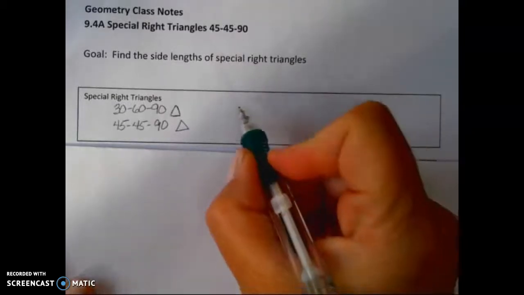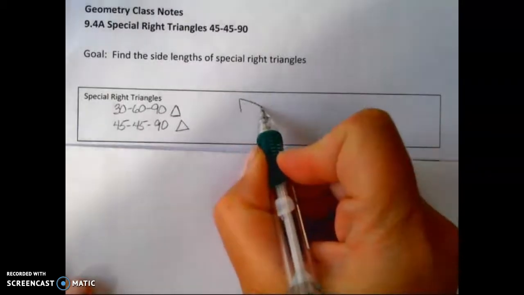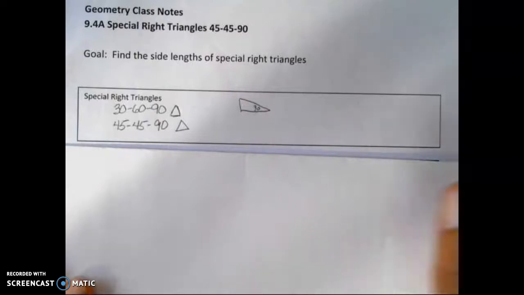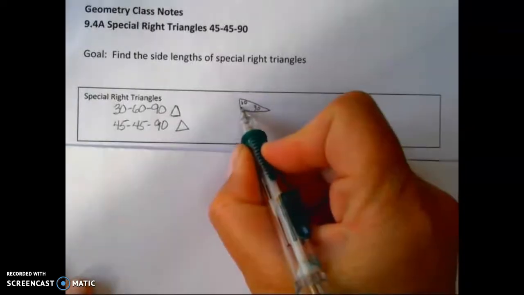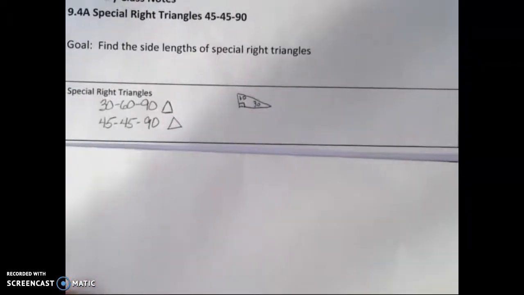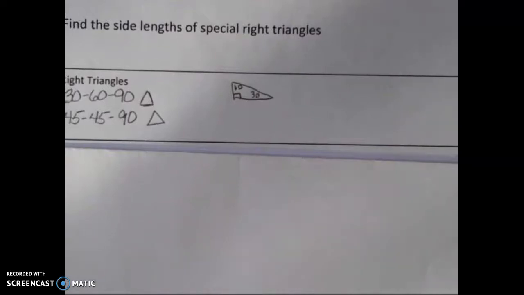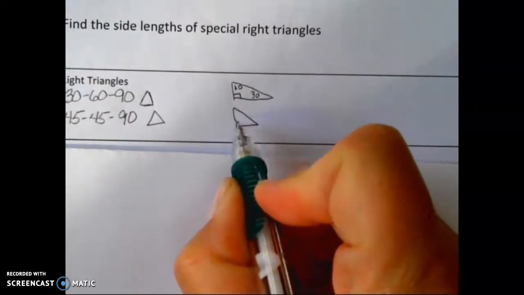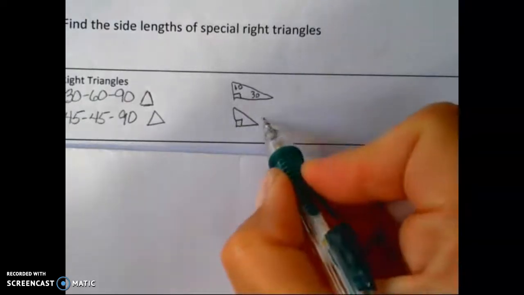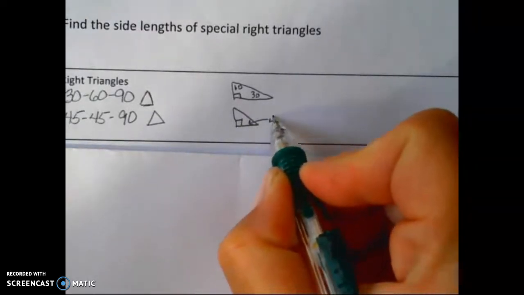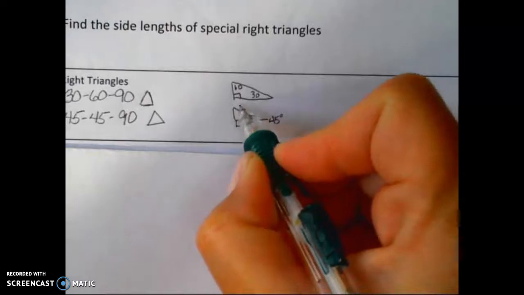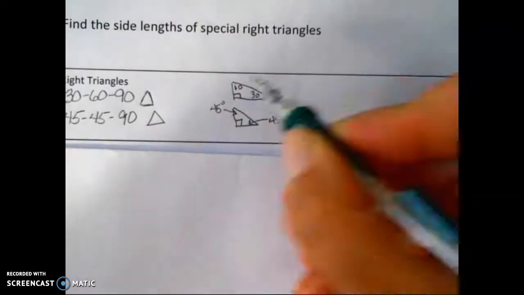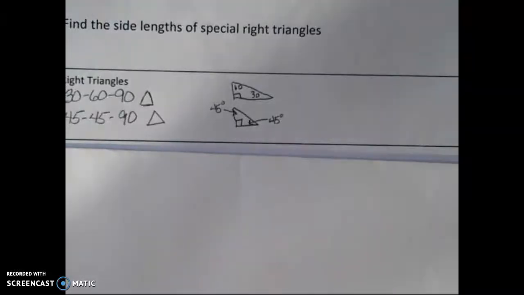30, 60, 90 refers to the angles, where you have a smaller angle, a larger angle, and a 90-degree angle. A 45, 45, 90 triangle also refers to the angles. There's my 90-degree angle. This angle is 45 degrees. This angle is also 45 degrees. That makes it an isosceles right triangle.